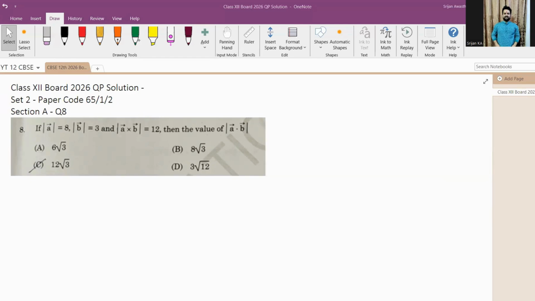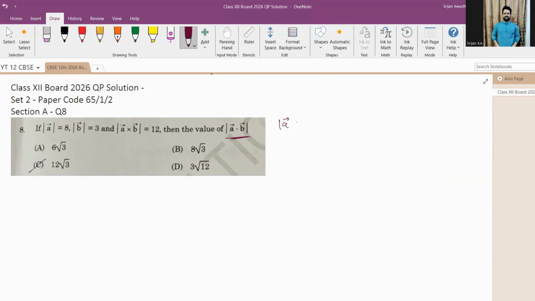Question 8. It has been given that the magnitude of A is 8, B is 3, and for A cross B, the magnitude is 12. What we have to find is the magnitude of A dot B. So there are actually two approaches to this. We can follow either. Let's start with what has been given.